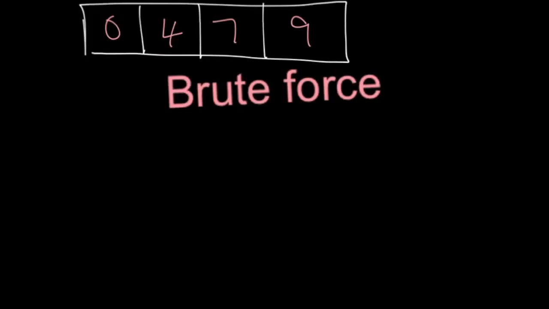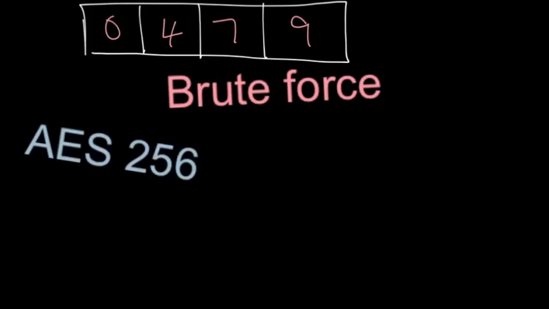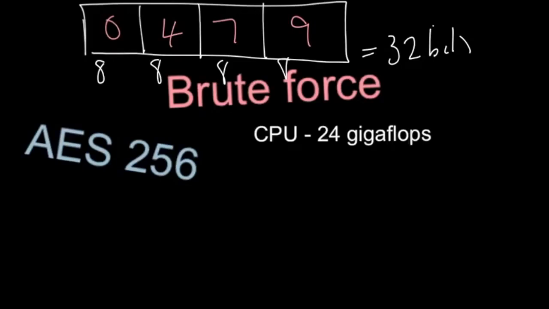This is why the current encryption standards are up to 256 bits. So you've got AES 256, and that uses 256 bits to encrypt and decrypt the messages. Why does it have to be that long? Each of those digits stored in ASCII would be 8 bits, so 32 bits. If we try to work out how long it would take to crack a 32-bit code, the CPU of a Raspberry Pi, for example, runs at the speed of 24 gigaflops, and that means that it can do 24 times 1024 times 1024 floating point operations per second.